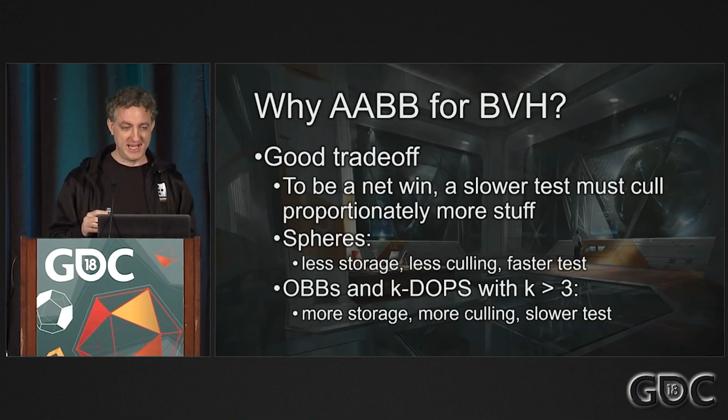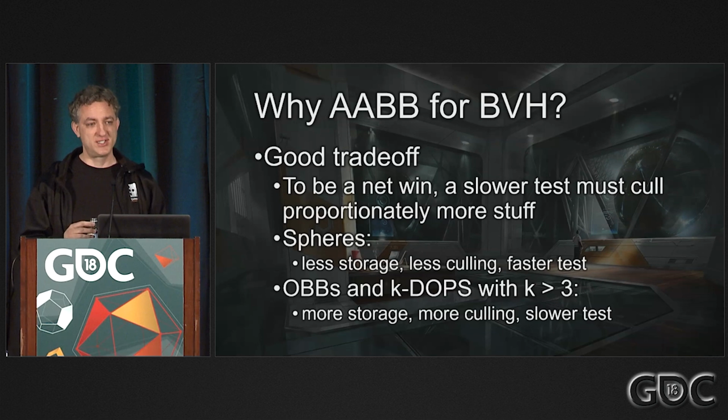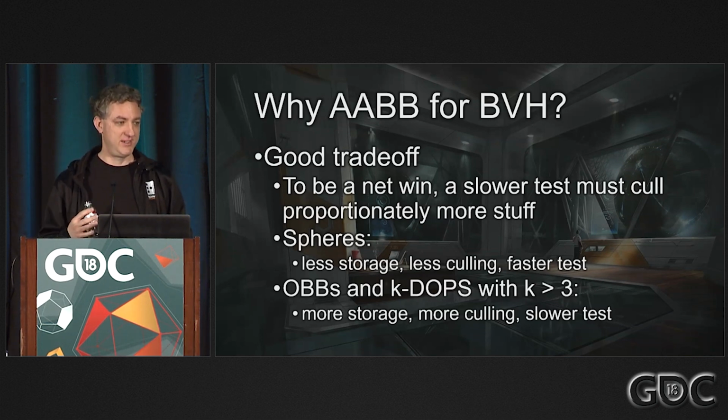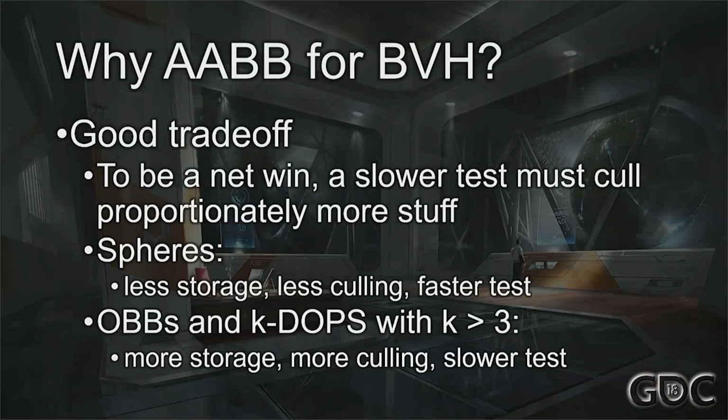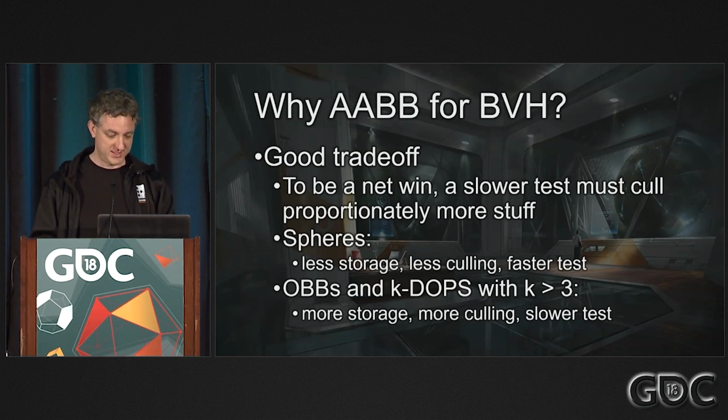Well, so why an axis-aligned bounding box for a bounding volume hierarchy? Well, it's a good trade-off. To be a net win, a slower collision bounding volume needs to be better at culling stuff. So if you use spheres, it'd be faster, but you wouldn't cull as much stuff. And if you used oriented bounding boxes, or KDOPs, which is a discrete oriented polytope, it means you pick a certain number of directions, like 3 is an AABB. You get more storage, you get more culling, but it's slower to test. So axis-aligned bounding boxes are a good trade-off.